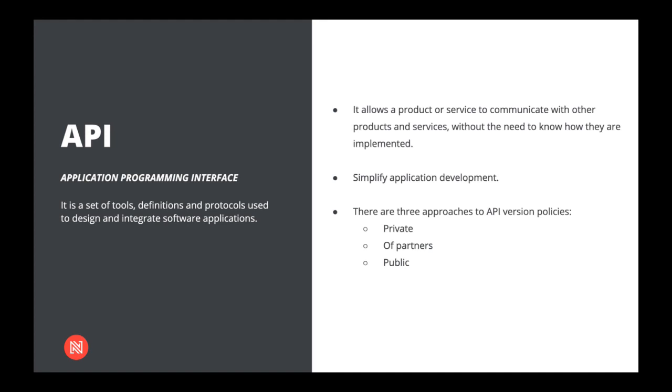There are three approaches to API version policies. We have private access, access just for some partners, and public. It all depends on how the provider of the API wants to manage the information and how they want the users to use the API.